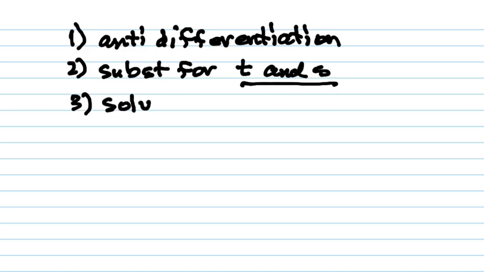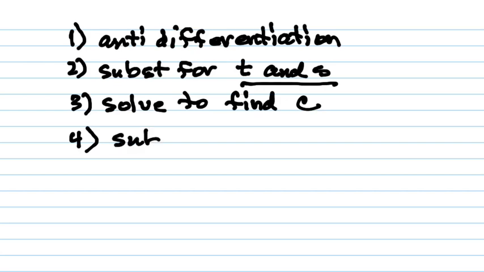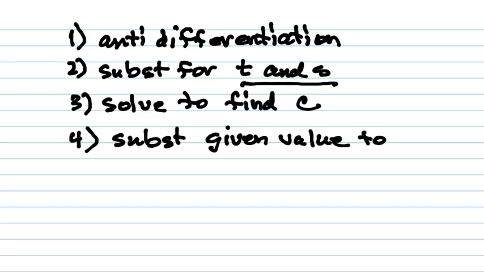Then we'll solve to find c. Because we don't have a full picture of what's happening if we don't have our c, right? And then finally, substitute the given value, right? Like they gave us the 2 in that last one, with a given value to answer the question.